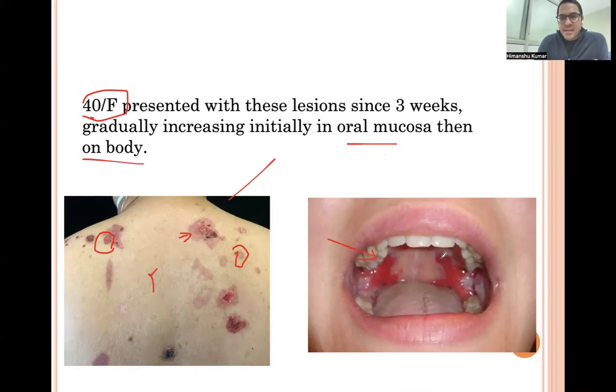We see very severe erosions in the mouth, and we see flaccid blisters. Then we see crusted erosions. So this is a case of pemphigus vulgaris. Why pemphigus vulgaris? Because oral mucosa is also involved. In the other types of pemphigus, like pemphigus foliaceus, the oral mucosa is not involved, and also the distribution is different, which we'll again talk about in the upcoming slides.